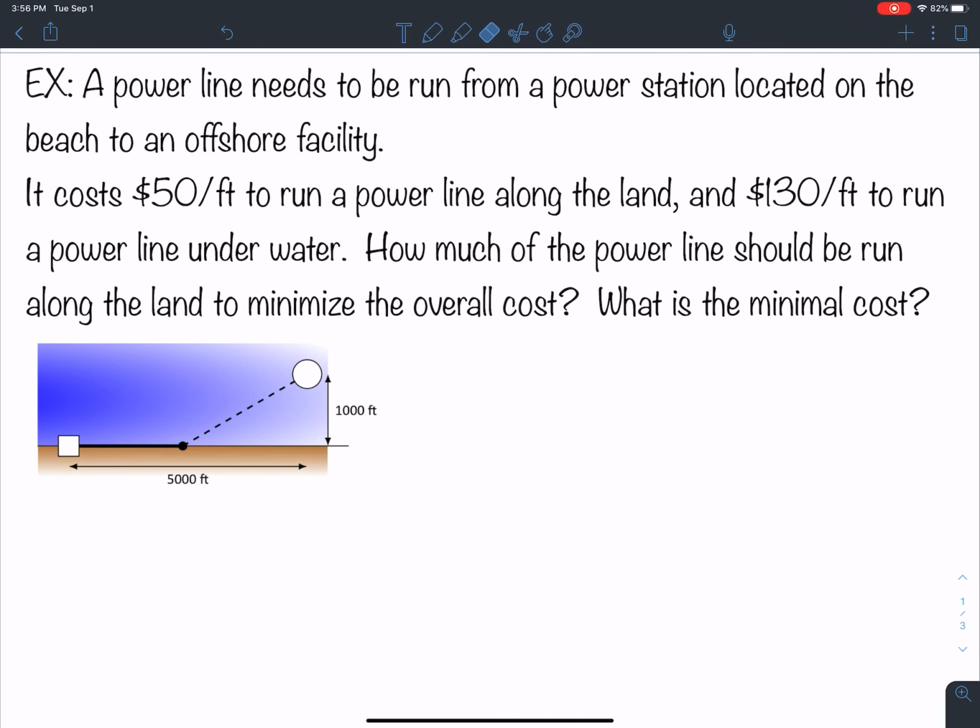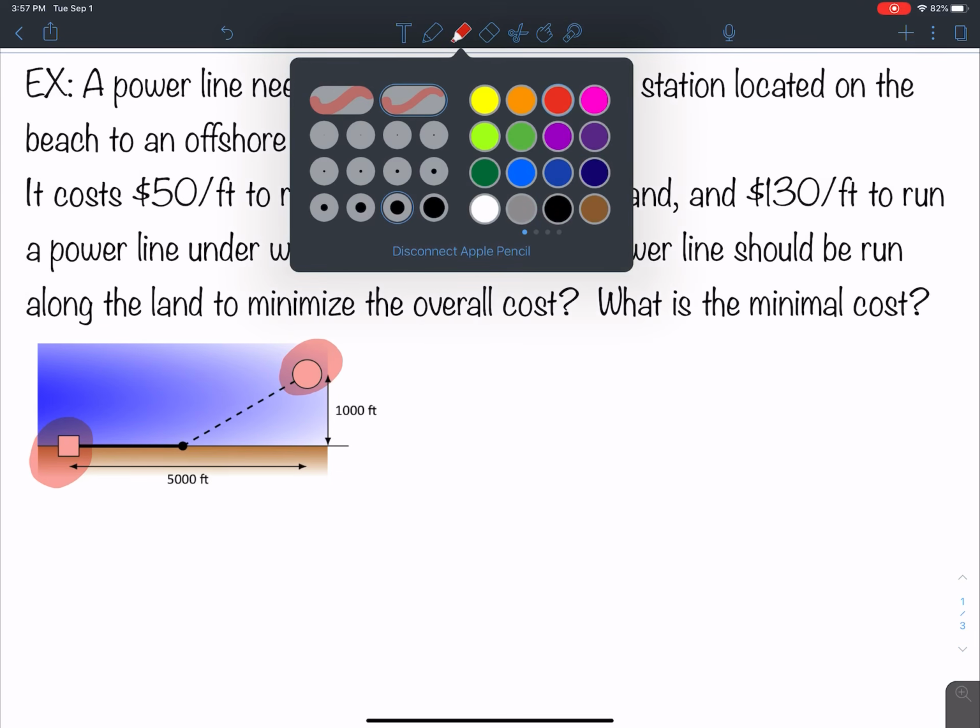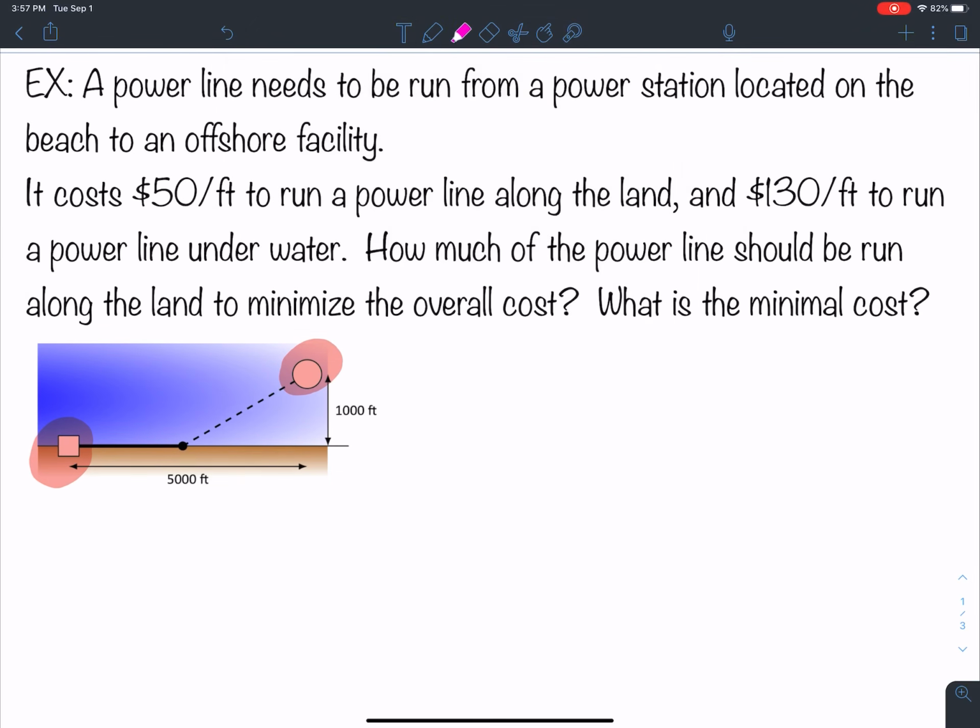So here we have another optimization problem. This one's kind of interesting. So we've got a power line that needs to be run from a power station here, located on the beach, to an offshore facility over here. Now, the cost to run the power line is $50 to run it along the land.